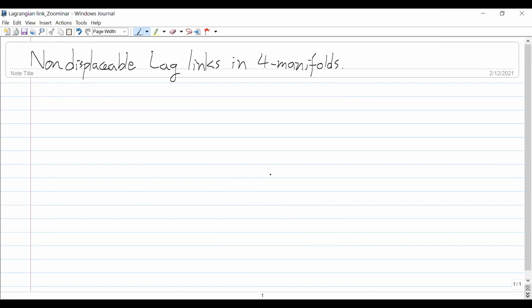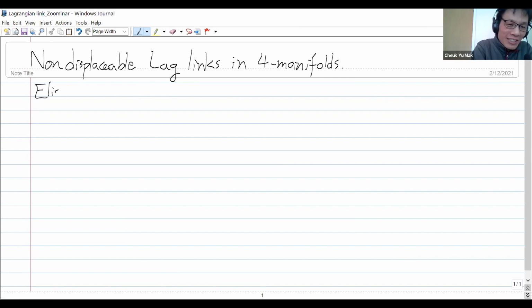And I'm going to talk about some disconnected Lagrangian submanifolds and their non-displaceability. Before that, let me start with a famous saying from Eliashberg regarding symplectic topology.